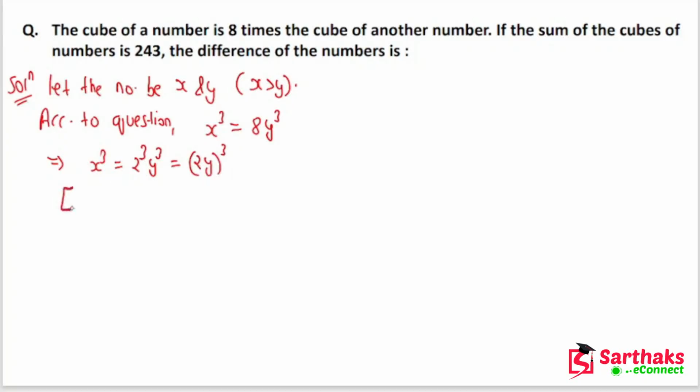Again, what am I using? I am using that a to the power m into b to the power m is equal to ab the whole power m. So I am using this identity in this format, right? So if x cube equals 2y whole cube, then you can clearly see that the cube root of x is actually the cube root of this. So x equals 2y, right? So we have got the first relation between the two numbers, that x is actually 2y. Obviously if x cube equals 2y whole cube, then since they are equal, x is equal to 2y, right?